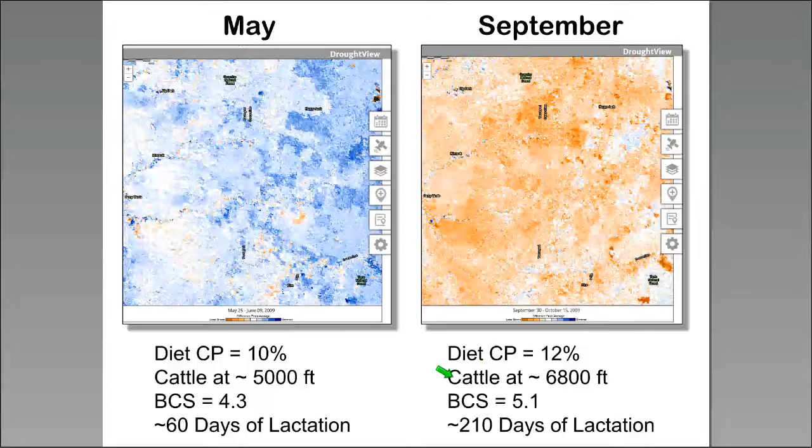Cattle were at about 6,800 feet. Body condition is a little over 5, and they're approaching the end of their lactation. We're going to wean them in about a month. So even though with our remote sensing, our knee-jerk reaction would be that blue is good and brown is bad, we have to, again, take it in the context of where we are on that point on the map, where we are in the growth curve of those plants, and where we are in the physiology and the production stage of those animals. But we can put all of that together.